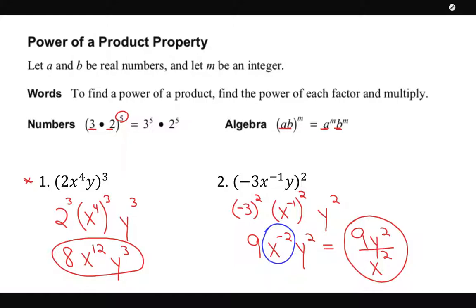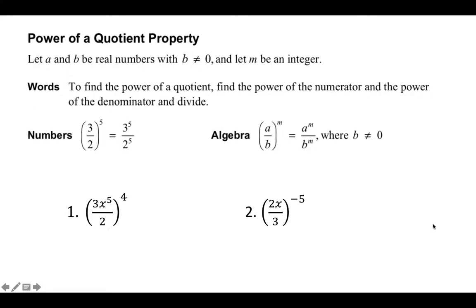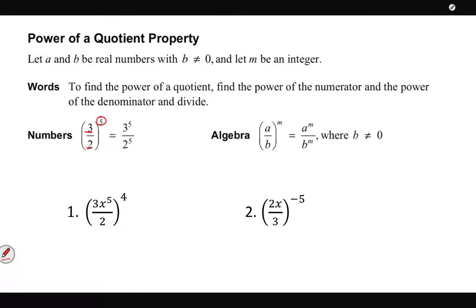All right? So that's using the power of a product property, and then having to use the power of a power property to also help us simplify things. And then the last property here is the power of a quotient property, where we have a fraction that's also raised to an exponent. And in this case, the numerator must be raised to that power, and the denominator must also be raised to that power. So you can see that using numbers, you can see that in algebra.